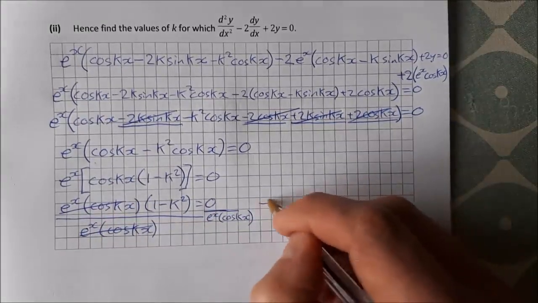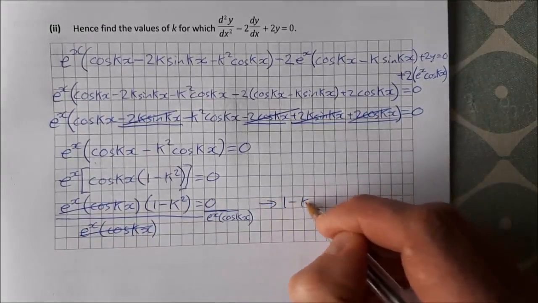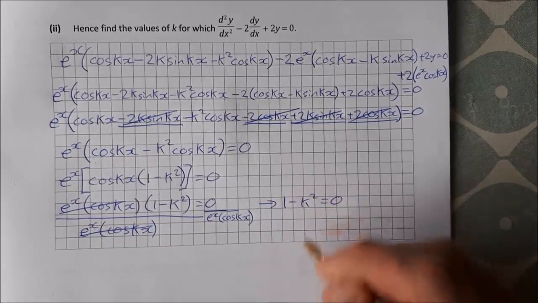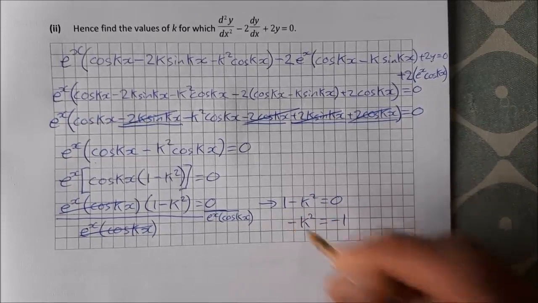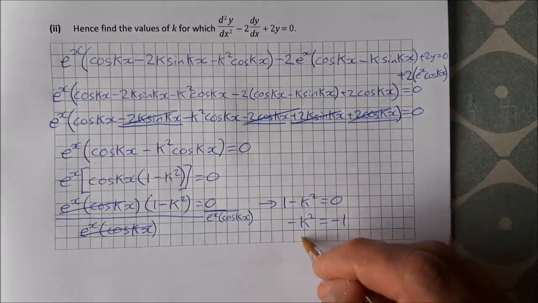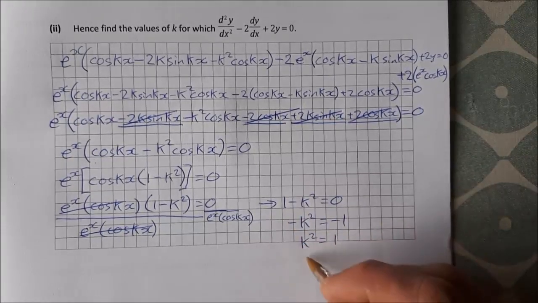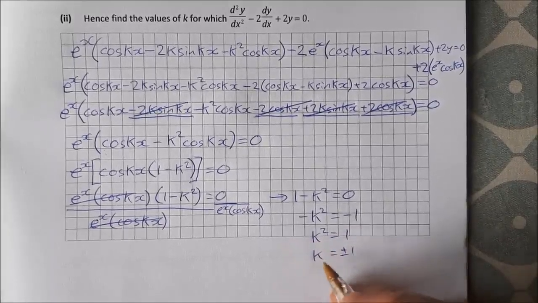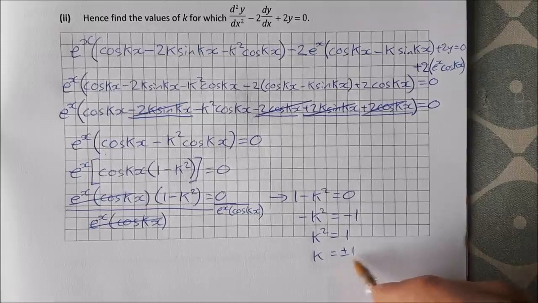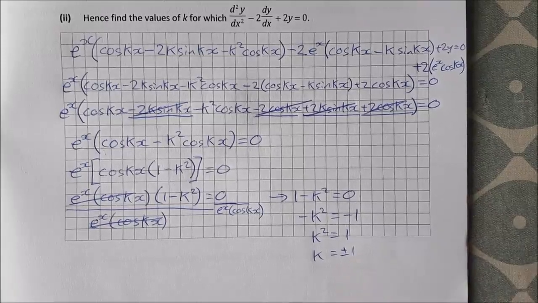So I end up with 1 minus k squared is equal to 0. So k squared is equal to minus 1. Sorry, minus k squared is equal to minus 1. So k squared is equal to 1. So if k squared is equal to 1, then of course k is equal to plus or minus 1.